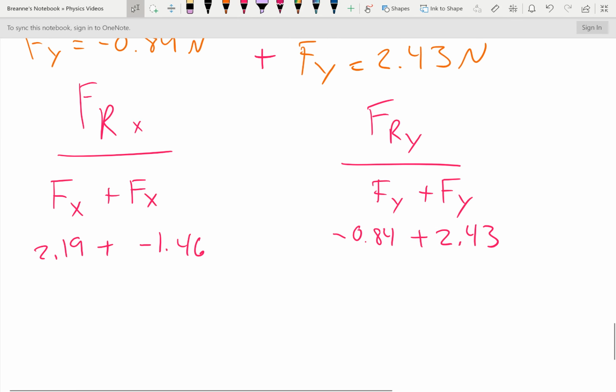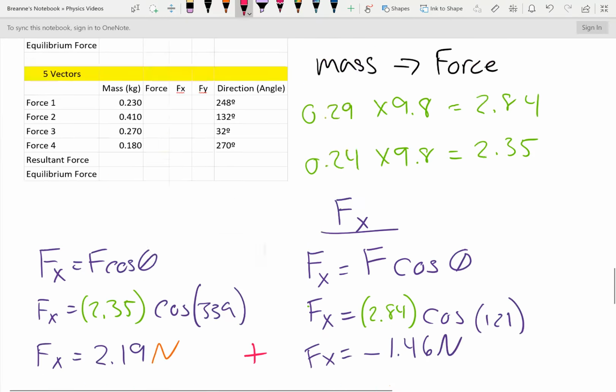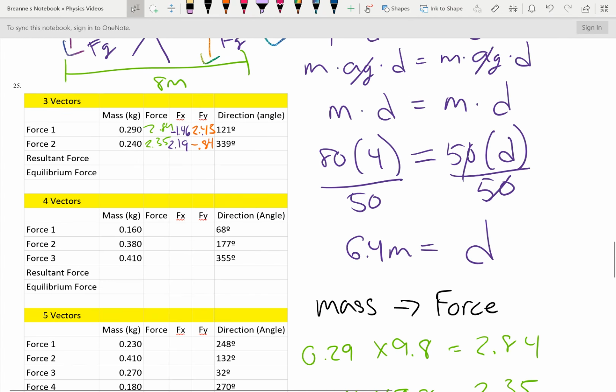So you would get 2.19 plus a negative 1.46, and you would get a 0.73 for your resultant force in the x, and you do a negative 0.84 plus 2.43, you get a 1.59 newtons, of course.